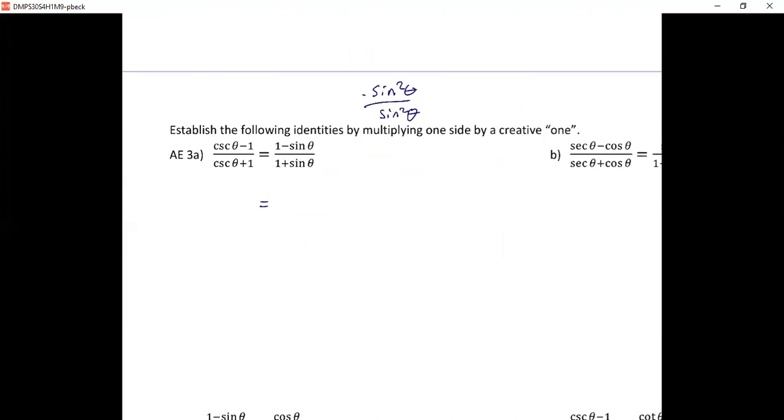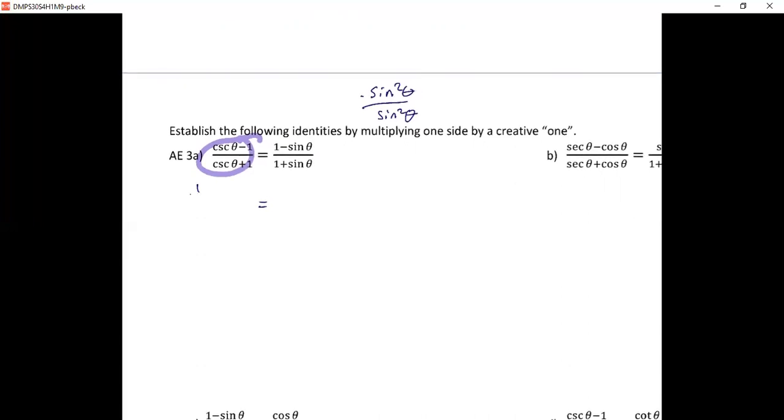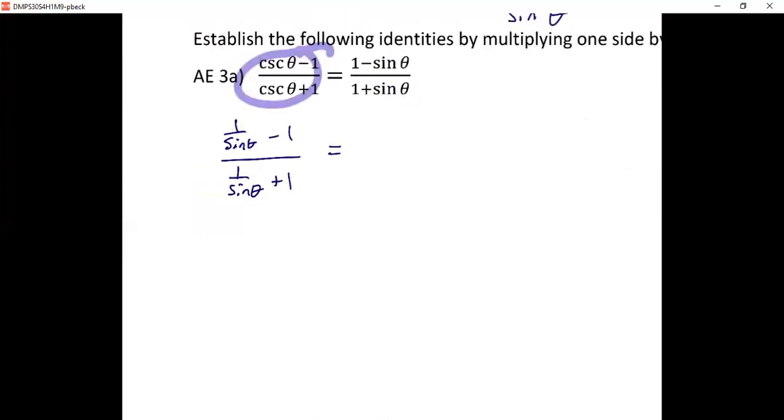So how do we change what it looks like? Let's go back to what I said: which side looks more complicated, the left side or the right side? I will argue that I'm more familiar with sines than I am with cosecants. So let's work on the left side and see what happens. Cosecant is the reciprocal of what? That is the reciprocal of sine of theta. So if I write this as 1 over sine of theta minus 1 over 1 over sine of theta plus 1, now I could look a little bit deeper and ask, is there a creative 1 that I can multiply by in order to simplify this expression?